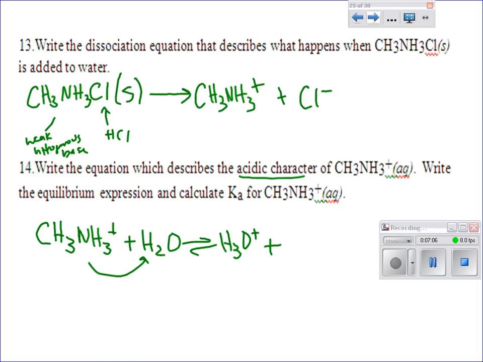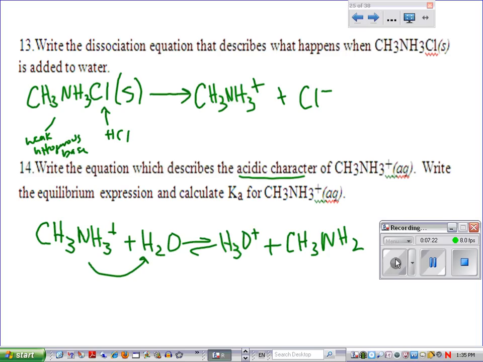We're going to make H3O+ and CH3NH2. So this is just trying to reiterate how to write these reactions. Take the weak part and add it to water. Now the next part says write the equilibrium expression and calculate the Ka.